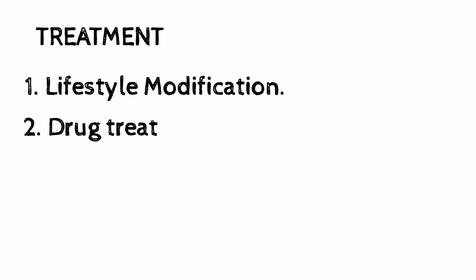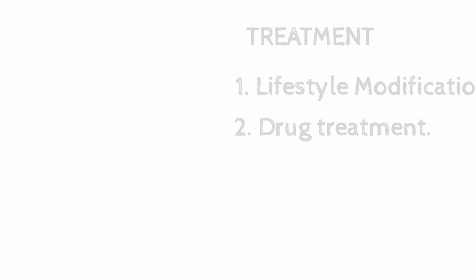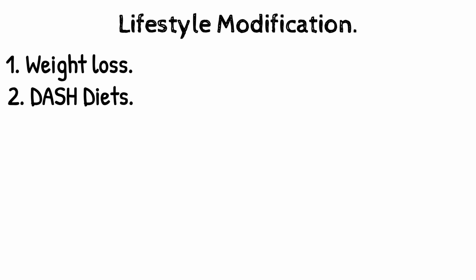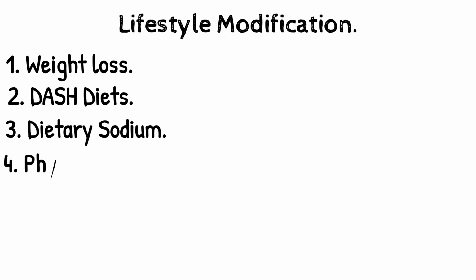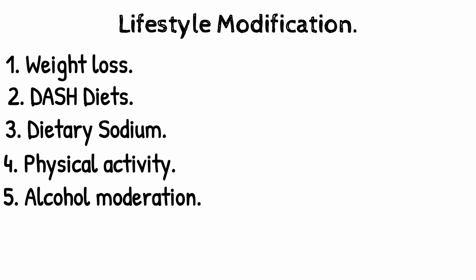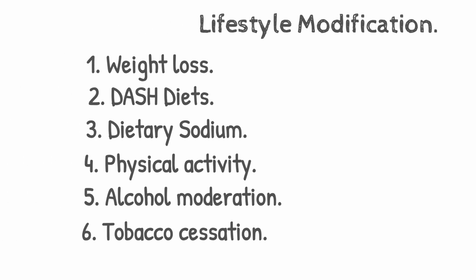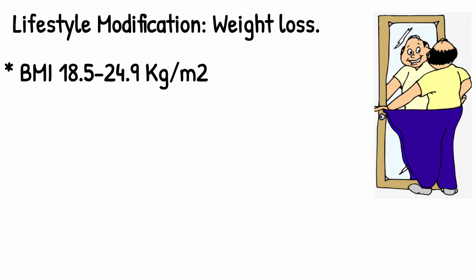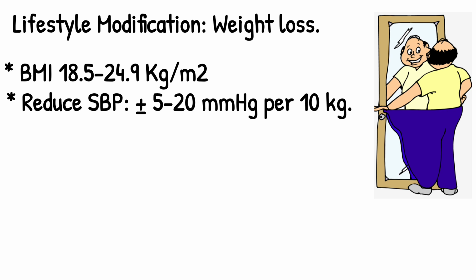Treatment of hypertension includes lifestyle modification and drug treatment. Lifestyle modifications to reduce hypertension are weight loss, DASH diets, dietary sodium, physical activity, alcohol moderation, and tobacco cessation. The patient must maintain a normal BMI. Weight loss reduces systolic blood pressure by approximately 5 to 20 millimeters mercury per 10 kg.